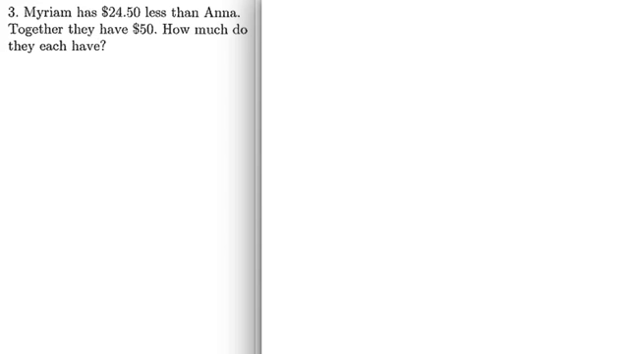Here I could say let M be how much money Miriam has, or let A be how much money Anna has. I would choose Miriam for my let statement, because usually whoever has the smaller amount makes your life a little bit easier. Then I can say Miriam's got an amount of money and Anna's got $24.50 more than her, so I'll be adding $24.50 instead of doing Anna minus $24.50. One less subtraction, one less negative for me to trip over.